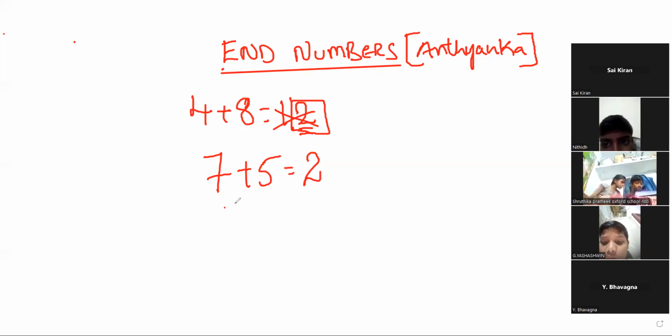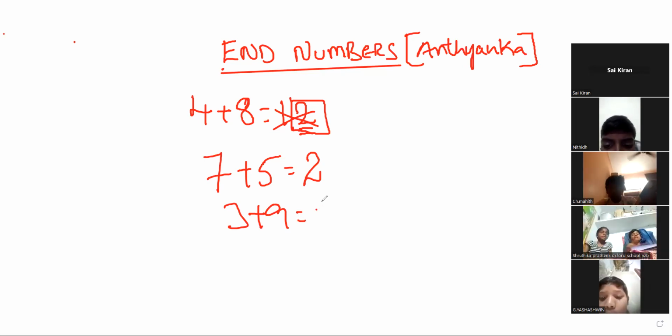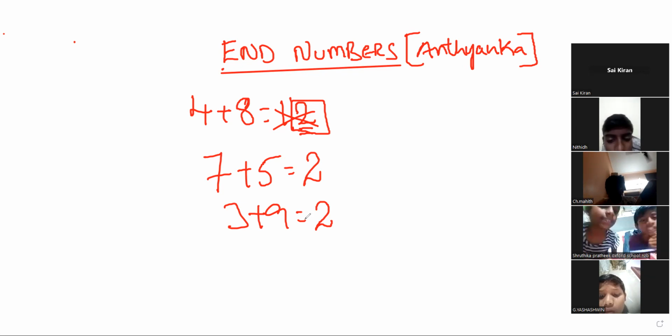Then 3 plus 9. How much do you get? 12 again. Write 2. You should not tell the wrong answers. 9 plus 3 is 12. Somebody says 13, somebody says 14. You should avoid that. Now this is called the end number.